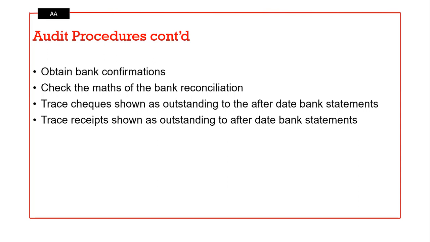Under your audit procedures, you are trying to obtain confirmation about the year-end balances. Of course, you want to check the mathematical accuracy of the bank reconciliation as well. You want to trace checks shown as outstanding to the after-date bank statements to ensure that there was no leading and lagging. We've called that so many times in financial reporting. You want to trace receipts shown as outstanding to after-date bank statements to ensure that these were genuine and that these were received. These are outstanding lodgements.